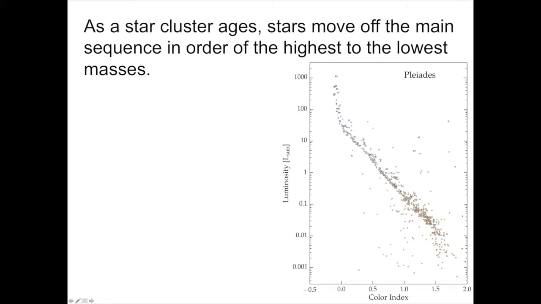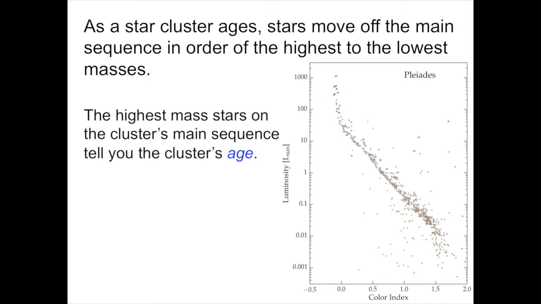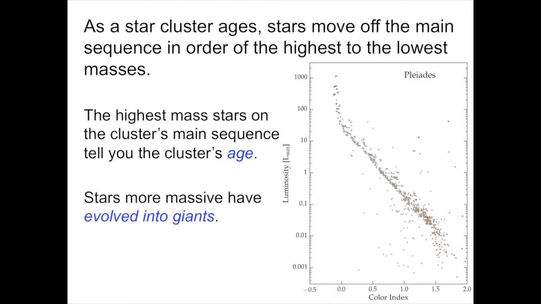We can form a Hertzsprung-Russell diagram plotting luminosity versus color, and we can ask, what do we see in this cluster Hertzsprung-Russell diagram? The very highest mass stars in a cluster's main sequence will tell you the cluster's age. In the case of the Pleiades, we're going to be seeing that the highest mass stars are A-type stars, with luminosities of a few tens of the luminosity of the Sun. Stars more massive than this have actually begun the process of evolving away into giants or supergiants.